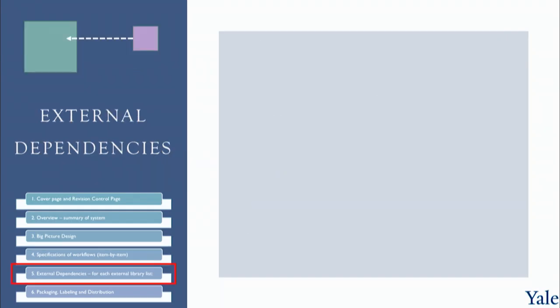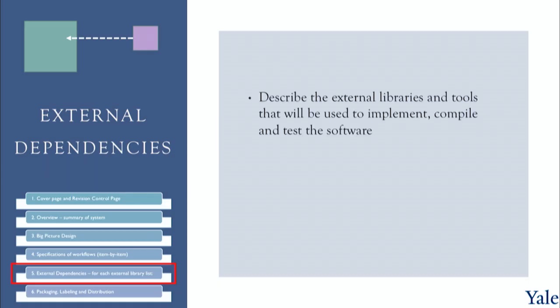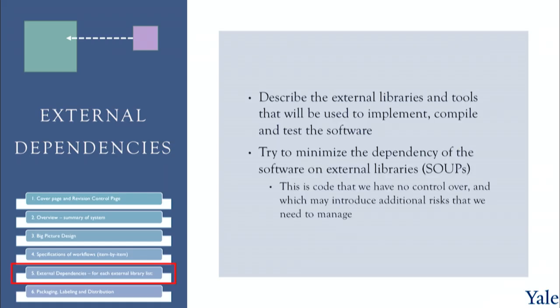The next step is external dependencies, and we're going to spend a couple of slides on this because it's a very important topic. We need to describe the external libraries and the tools that will be used to implement, compile, and test the software. Okay? The compiler is part of our external dependencies. The libraries are part of those. And here we have a challenge.